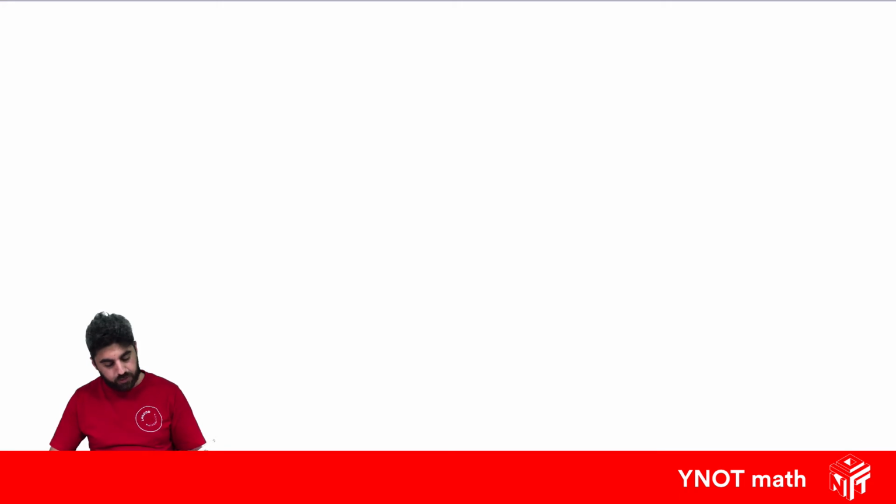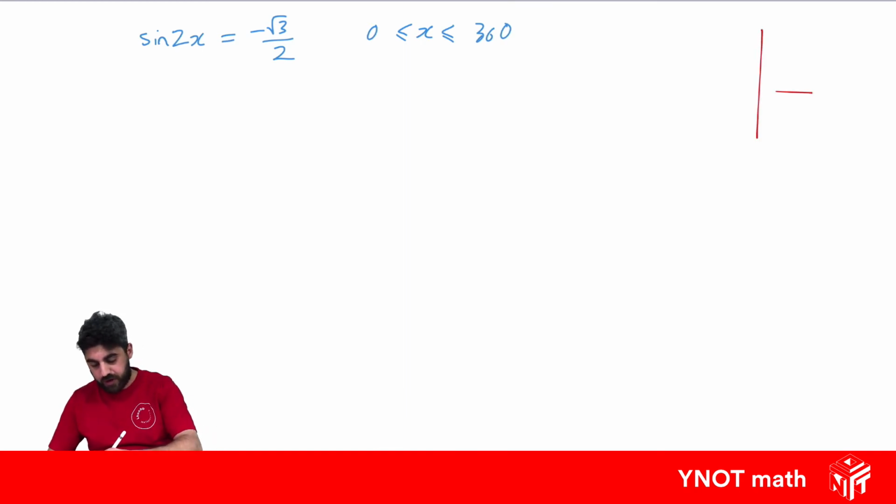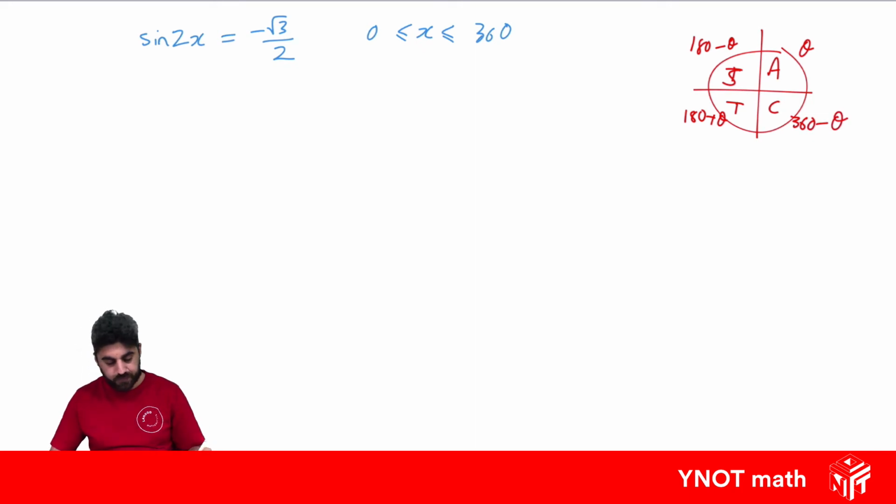Alright, let's have a look at some more complicated examples. What about sine 2x equals minus root 3 on 2, where x is between 0 and 360. So again, let's draw up our all stations to central. Just to reference it, so it's 180 minus theta, 180 plus theta, and 360 minus theta.